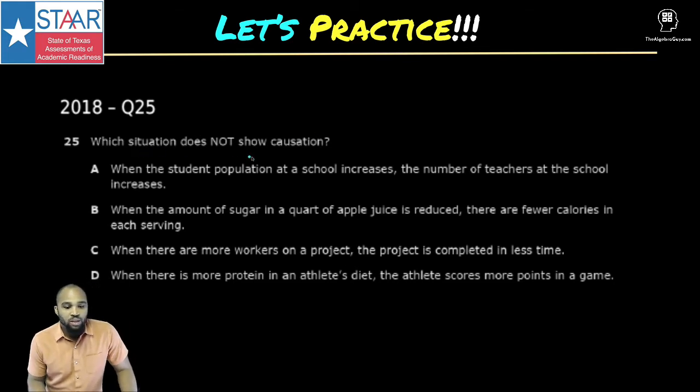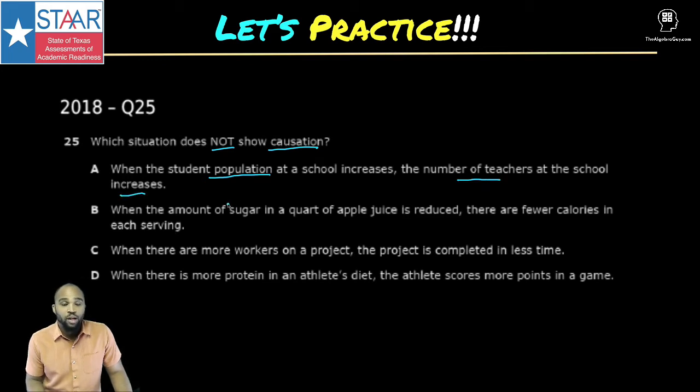What situation does not show causation? When the student population at a school increases, the number of teachers at the school increases. Does the student population at the school cause the number of teachers in the school to increase? Yeah, it does, because the more students you have there, you have to get more teachers. So this is a direct effect. The population of the students is directly affecting the number of teachers.